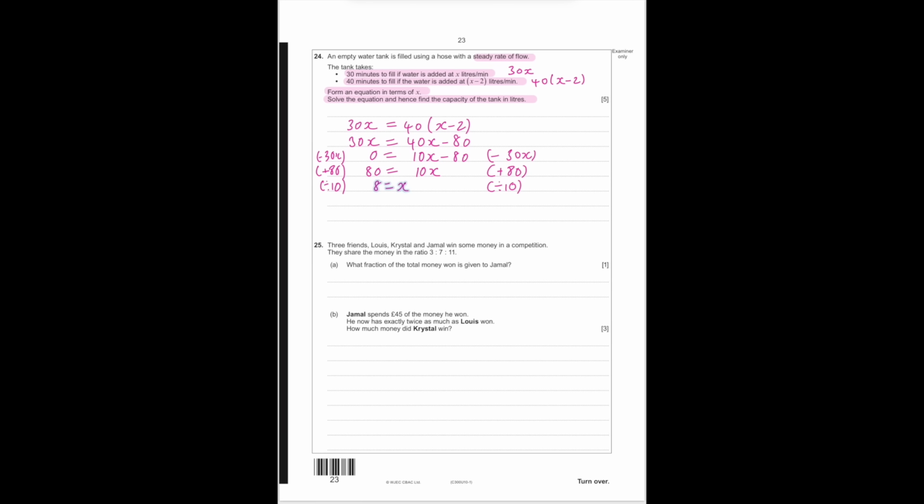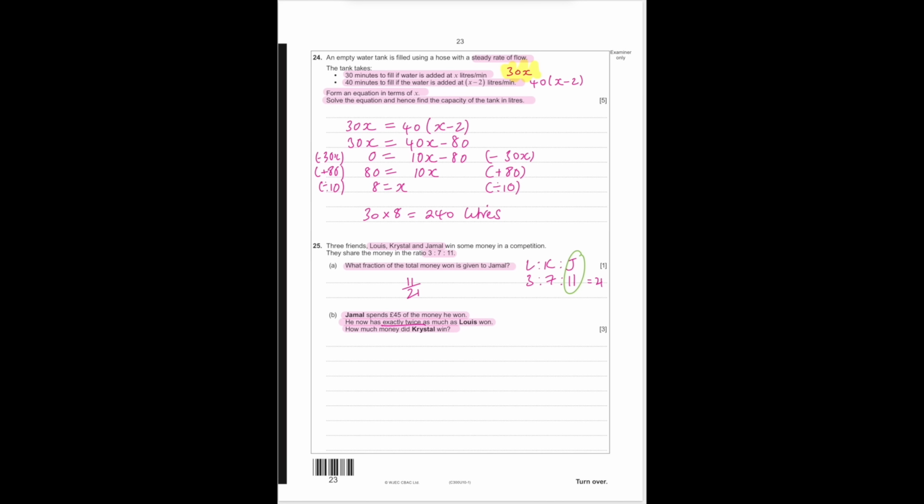Part B, Jamal spends £45 of the money he won. He now has exactly twice as much as Louis won. How much did Crystal win? Okay, so Jamal spends £45 of the money he won. And when he spends that £45, he has exactly twice as much as Louis.